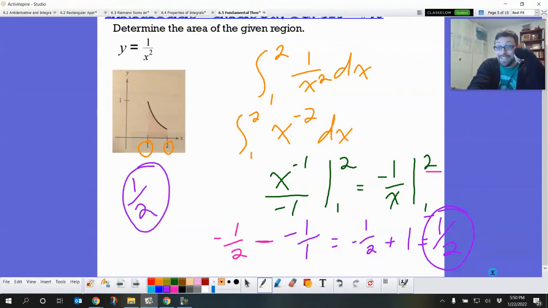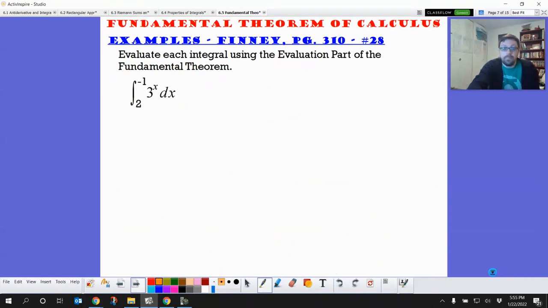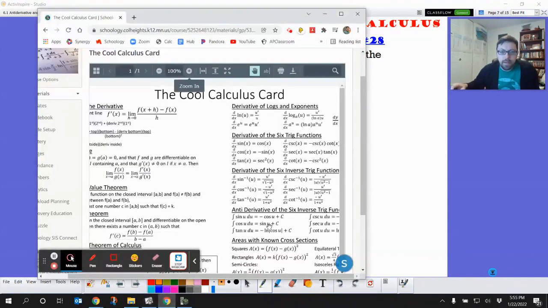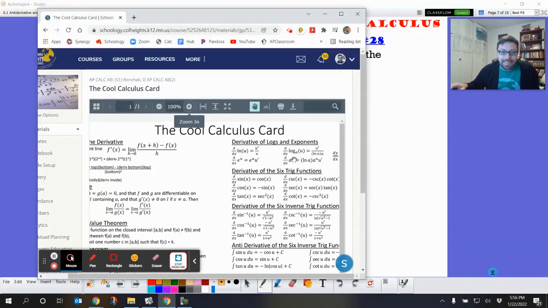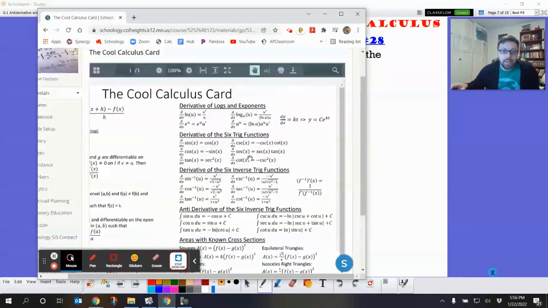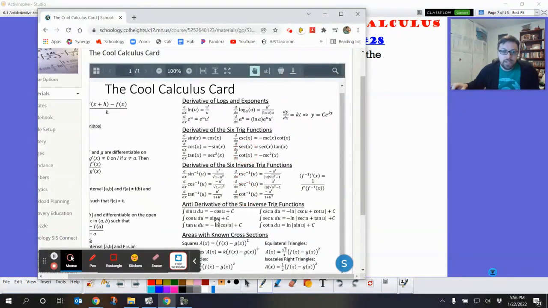There, where you can see it. All right, now this one is a weird one, like 3 to the x. If I check my cool calculus card, that one is not on here. If I check my antiderivative section, I don't have that one. I have the derivative of a to the u, but I don't have the antiderivative of a to the u. And it doesn't just work out nicely like that.